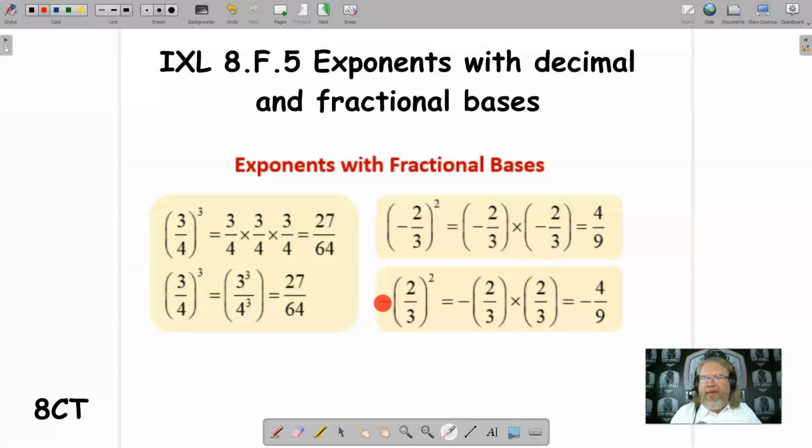However, if it's outside the parentheses, then we would have the opposite of this base squared. So we would leave that opposite concept there. We go ahead and square that base. We'd have that answer for the base squared, and then the opposite sign would still stay there. And notice that here we've taken the 2 and applied it to the 2 here. 2 squared is 4, and 3 squared is 9. So we just applied this exponent to both the numerator and the denominator, and then simplified it.